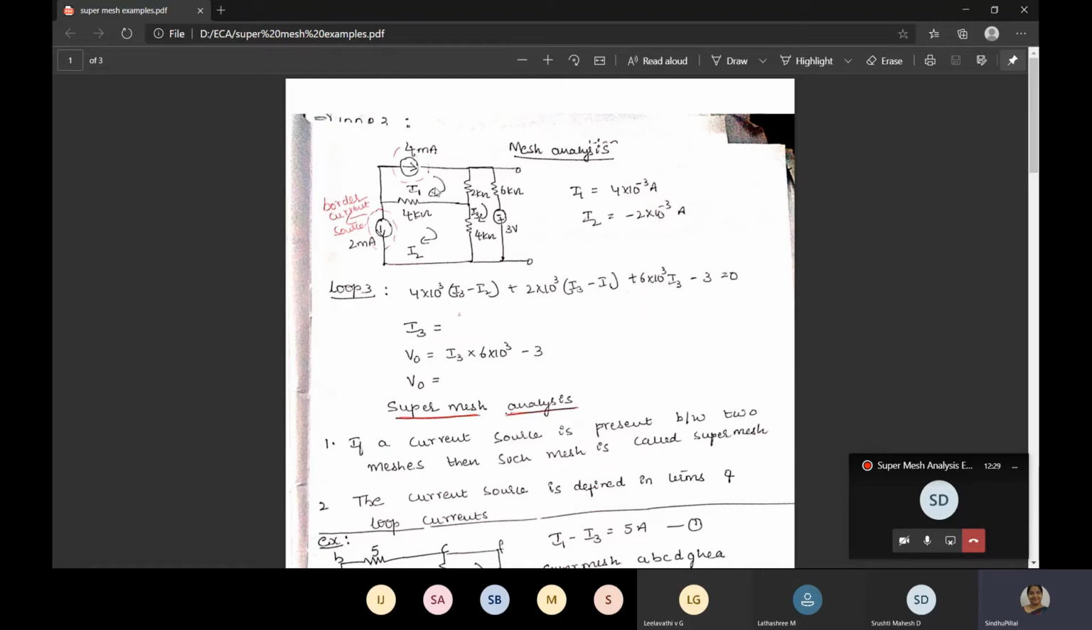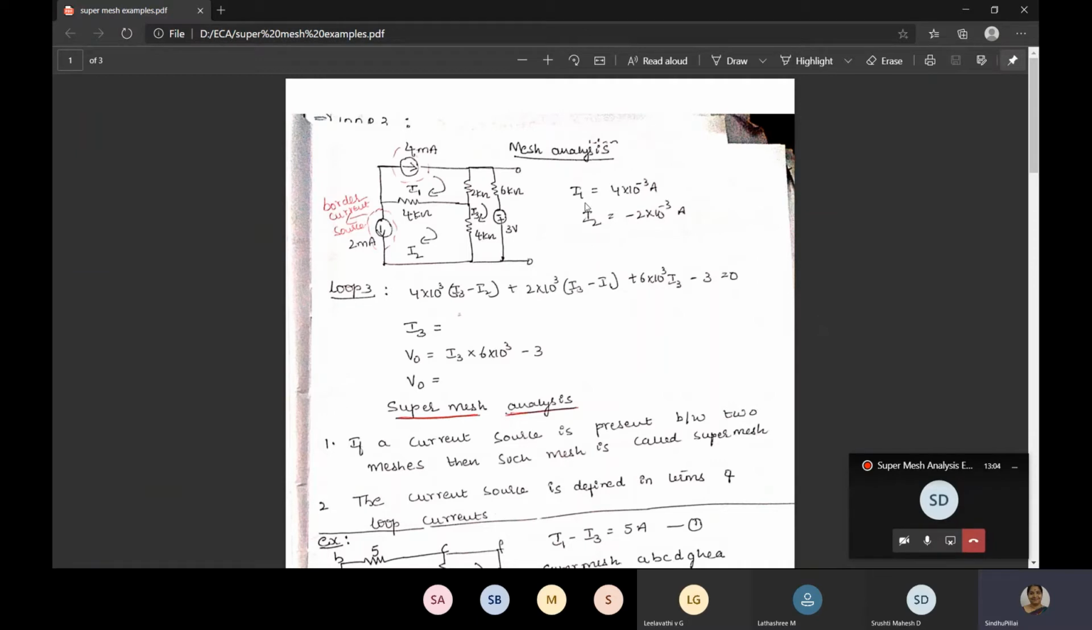Next we have I1. For I1 also we have a current source at the border, and the direction of I1 is with the 4 milliamps. It is not against it. So I1 is 4 into 10 power minus 3 amps. If it is against, you have to write minus; if it is in the direction, you just write 4 into 10 power minus 3 amps. Since we have current sources at the border, we directly got 2 answers, I1 and I2. There are only 3 loops here.